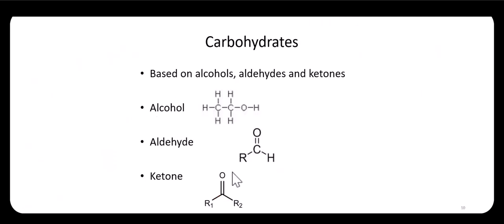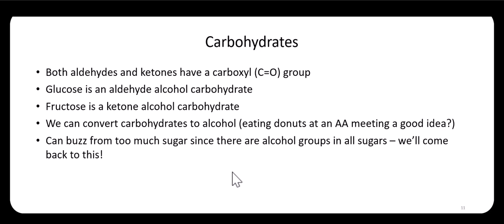Okay, a few more drawn better than I probably just drew them. Actually, not more, just drawn better. Okay, so both aldehydes and ketones have that carbon double bonded to an oxygen, and we did this in the carbohydrate intro. Glucose is an aldehyde alcohol carbohydrate, so because of that hydrogen, that part's sticking out, it's on the end. Fructose is a ketone, so it can be in the middle of the molecule.